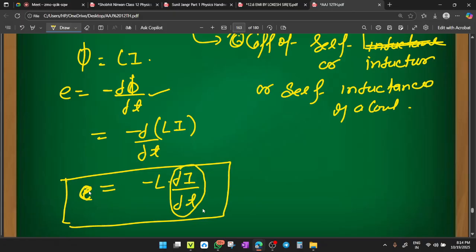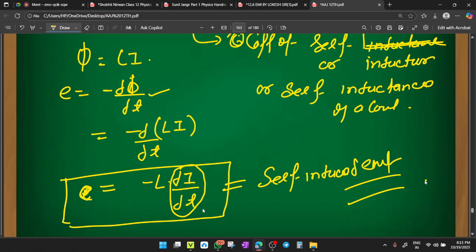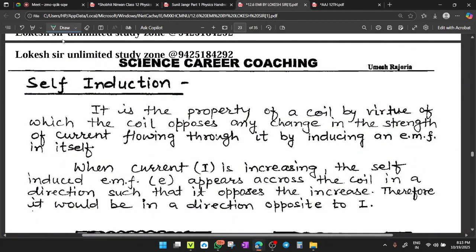So this EMF is now called what? It is called self-induced EMF, right? Yes. So it's moving with the proper theory. What is self-induction? Self-induction is the property of a coil by virtue of which the coil opposes any change in the strength of current flowing through it by inducing an EMF in itself. When there is a coil and a changing amount of current is flowing through it, by giving some changing voltage, plus and minus here, definitely there will be a changing current.